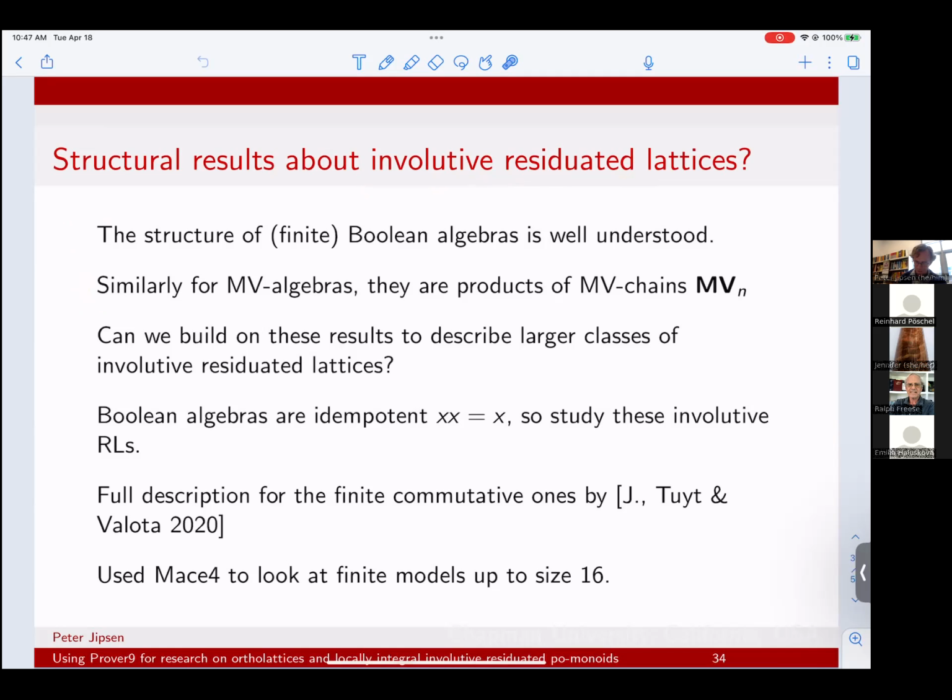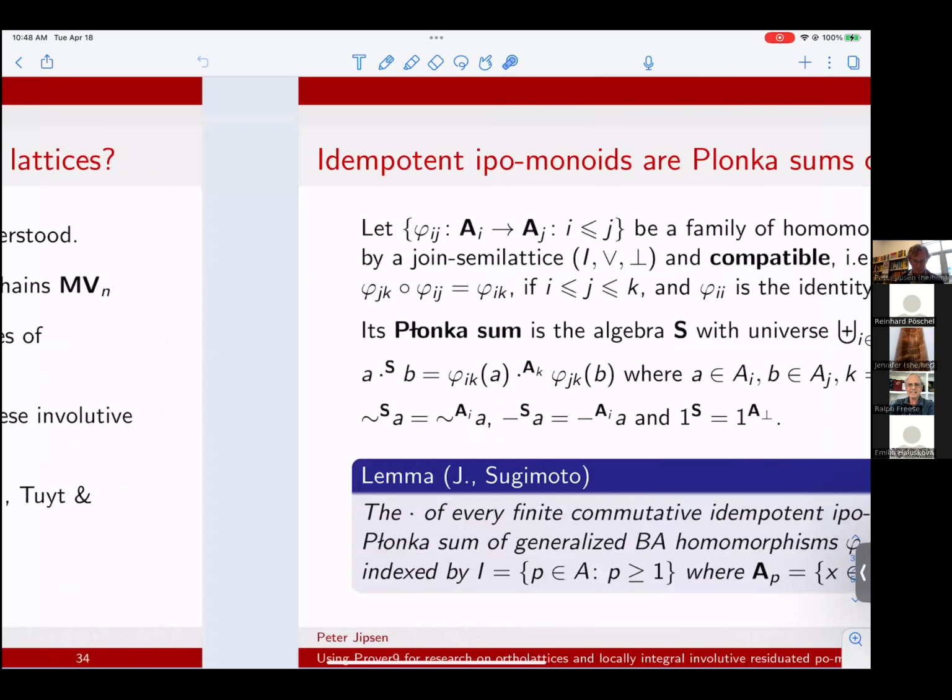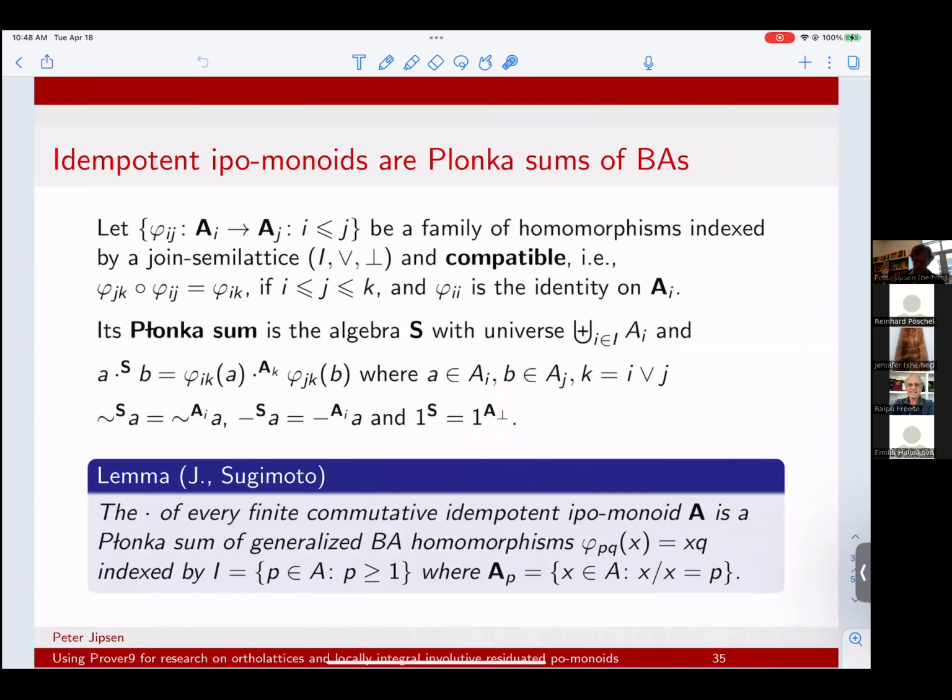So this project started in 2018, I think, with 2 visitors that I had from the Sysmix project. This was a precursor of the Mosaic project that's currently ongoing. And they came to California for a month, and we were studying involutive residuated lattices that are idempotent, because idempotency is a huge restriction. And the models looked quite nice. And Mace4 was able to find all these models up to size 16. And then we noticed that they are constructed in an interesting way.